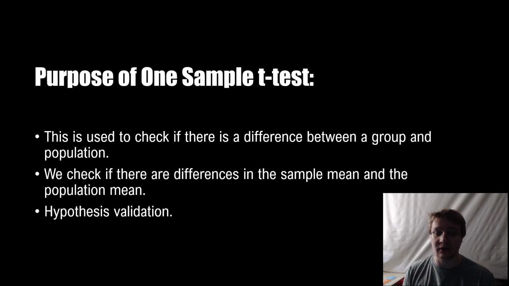So the purpose of the one sample t-test is to check to see if there's a difference between the group and the population. When you're using your one sample t-test, we check to see if there are differences between the sample mean and the population mean. The sample mean is what you're going to be coming up with in your hypothesis.